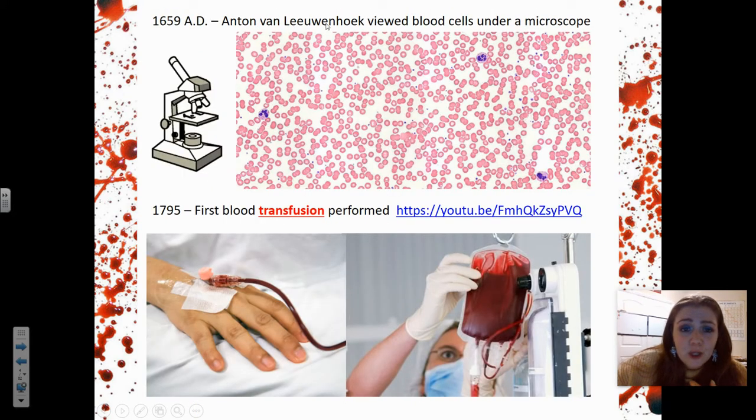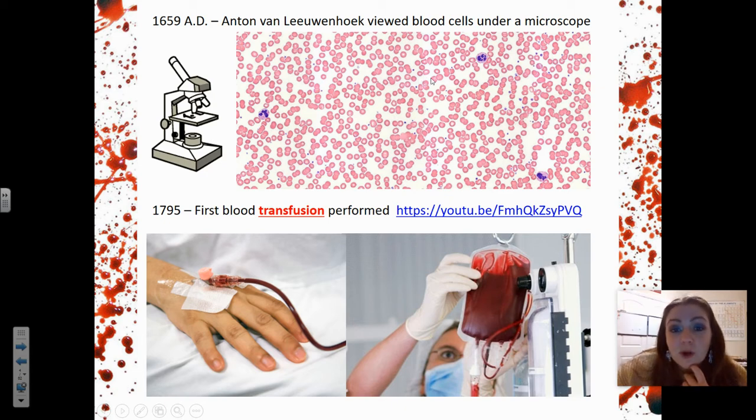Anton van Leeuwenhoek, hard to say that. I'm sorry, guys, it's late. Viewed blood cells under a microscope for the first time in 1659 AD. So now we're in our current time frame here. So 1659, we're into 2021. So I mean, still 400 years ago. But I'm pretty impressed that they had a microscope and could already see blood.